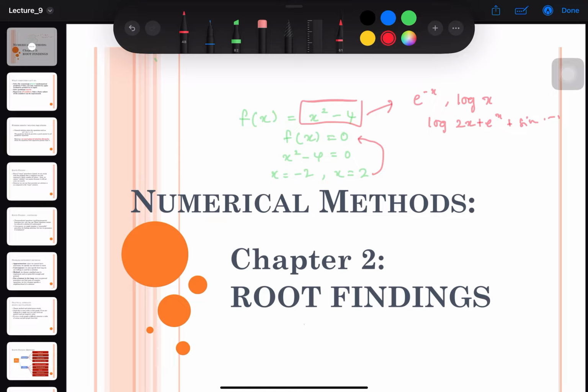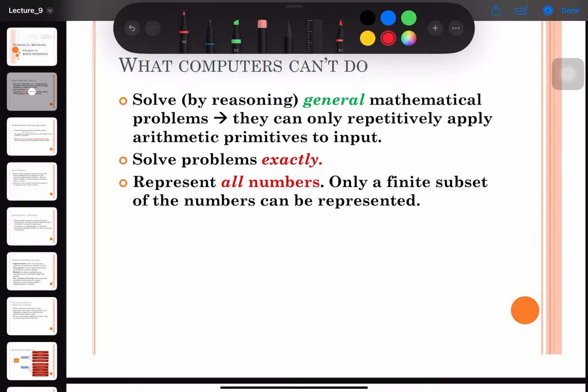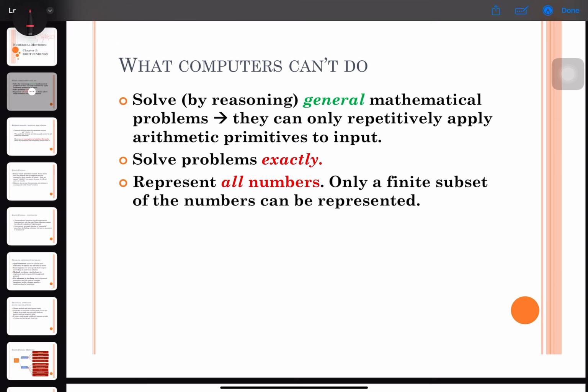Because numerical methods will represent this complicated function into a method that you will use, and you will get an approximation value. It will represent this complicated function in a simple method. Okay, computers cannot do general mathematical problems. They can only repetitively apply arithmetic primitives to input.